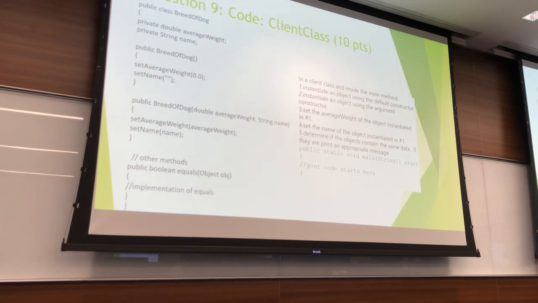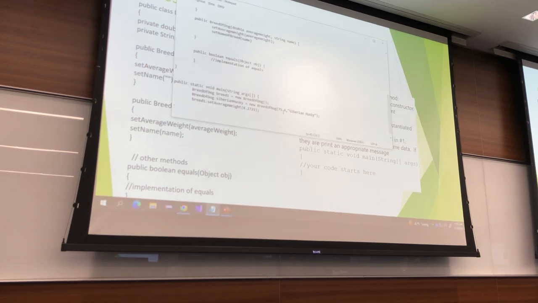Step 4 isn't more complicated. We're supposed to set the name of the object instantiated in number 1. And we would do that with breed1.setName. And we'll make this a Boston Terrier. Okay?